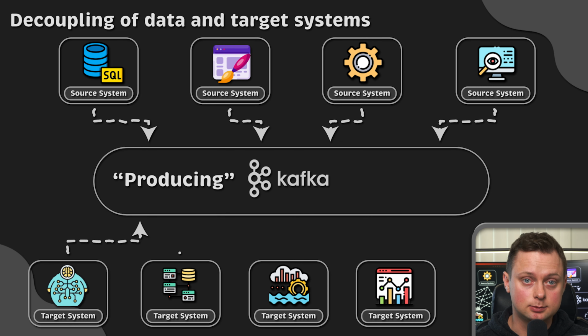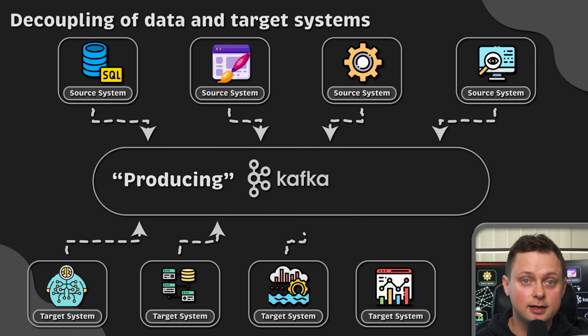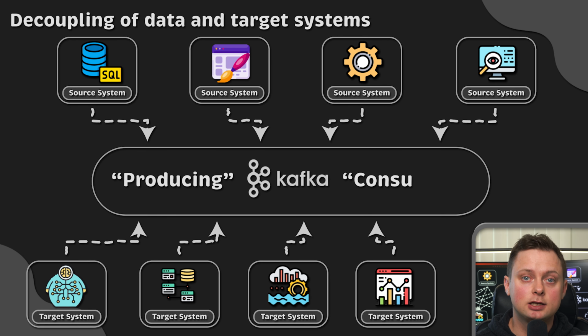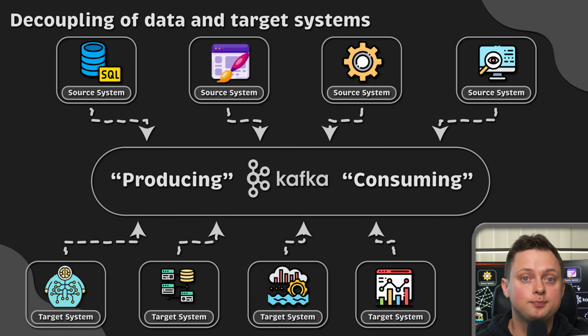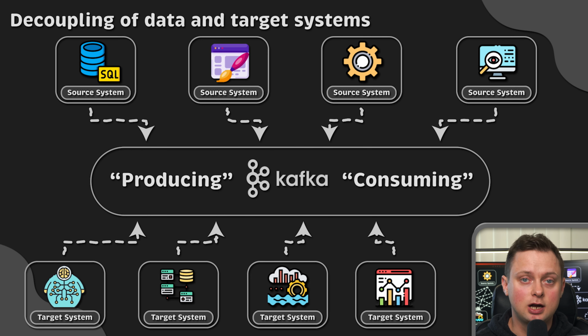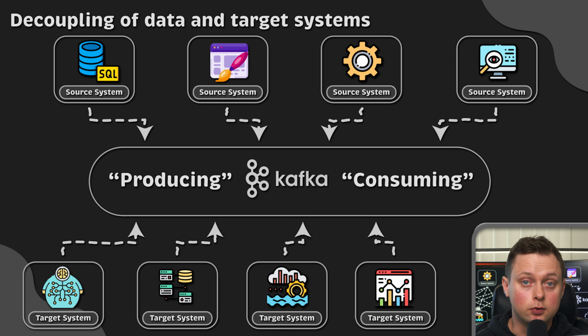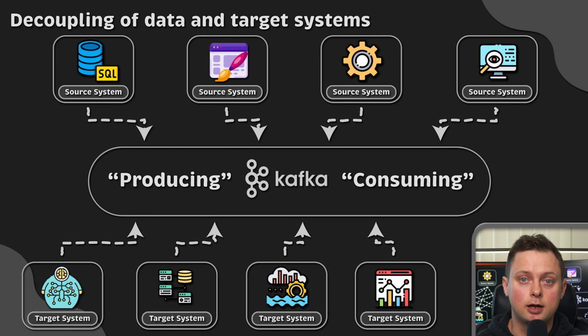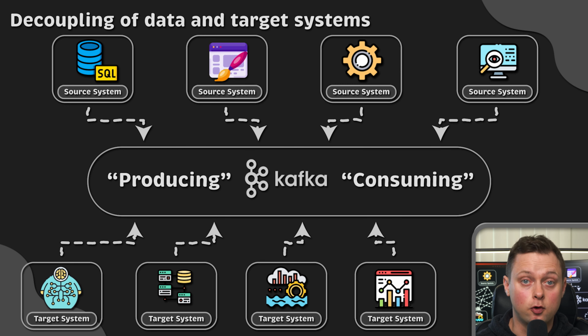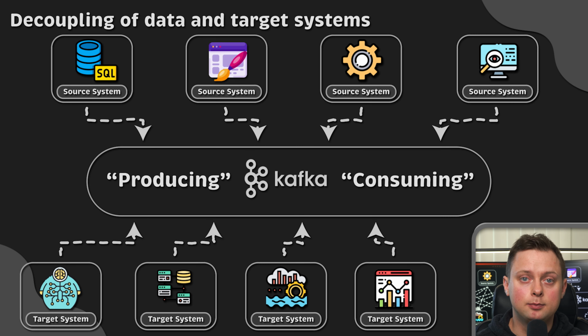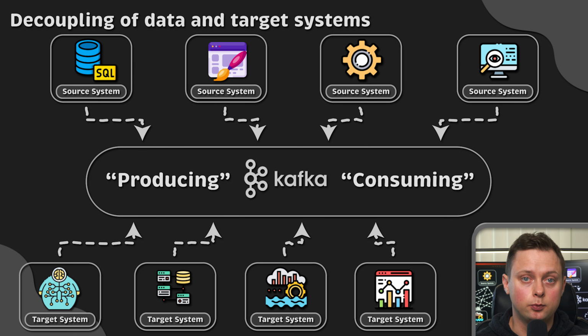And for the target systems, whenever they need to get data from your source systems, they will actually connect to the Apache Kafka data stream. This is because Apache Kafka is designed to both receive and distribute data. So now your target systems are consuming data directly from Apache Kafka. Things look a bit more organized and scalable with this new setup.